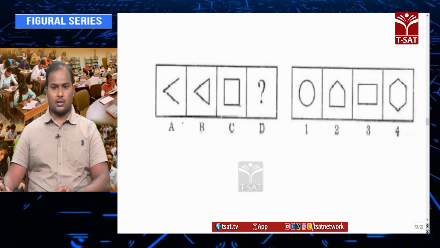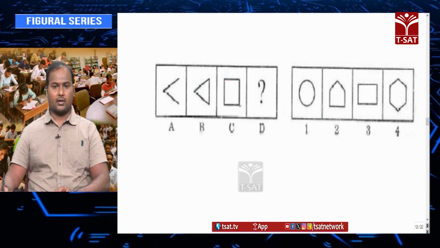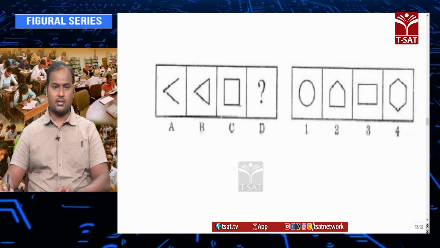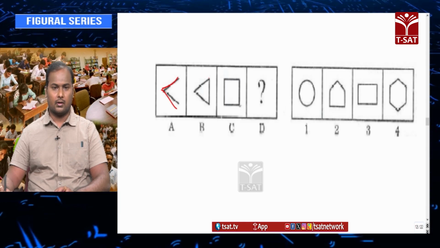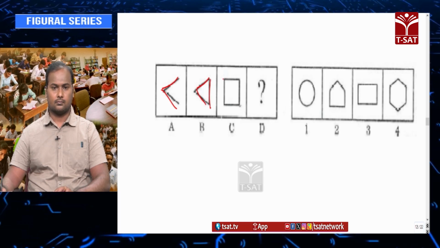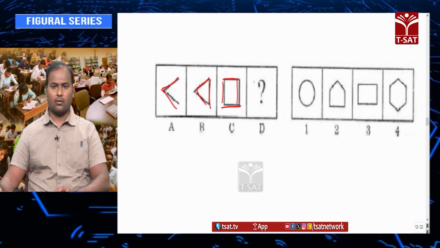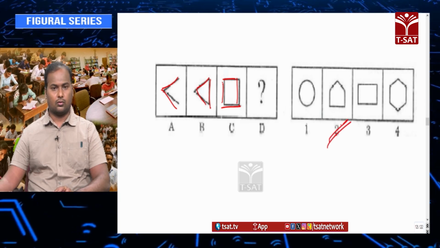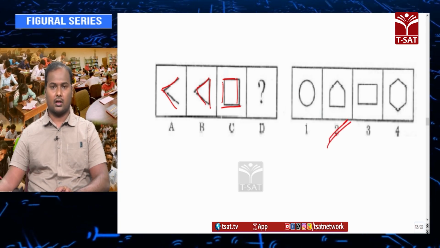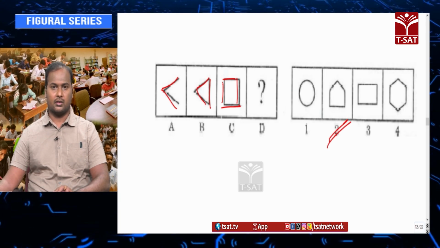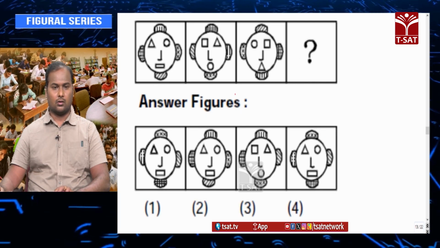See, in this question, what you can observe is the addition of one line. The simple change is the addition of one line. Here there are 2 lines. Here there are 3 lines. Here you have 4 lines. Obviously your answer will be 5 lines. So your answer is option 2. The addition of one line is the change we can observe in this particular series. Look at this question.